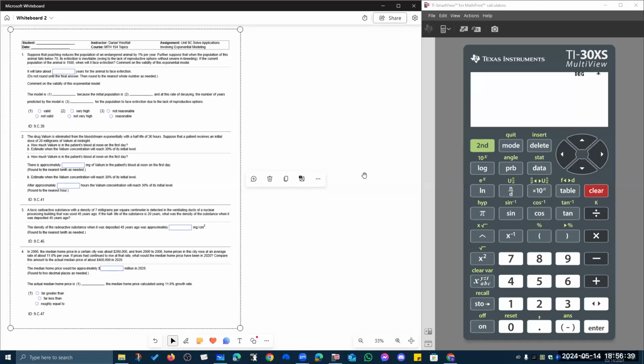In this video, we're going to solve applications involving exponential modeling. Have your scientific calculator ready. We're going to need it. This is from Unit 9C.